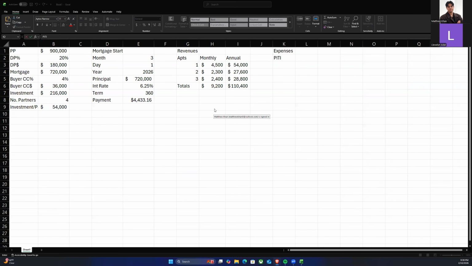Now, as part of the expense, we're not going to say PITI because the PI, do you remember what the PI was for? Principal and interest. Okay. And do you know where we get the principal and interest? It's from the mortgage, because you are paying both principal and interest.